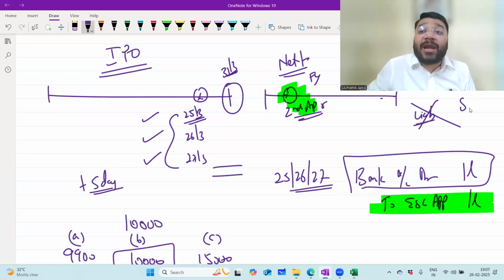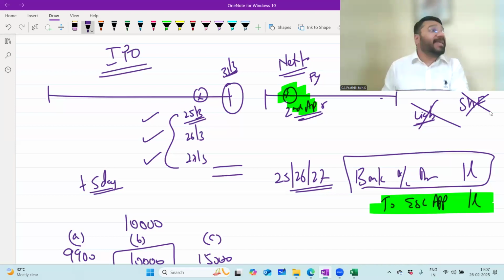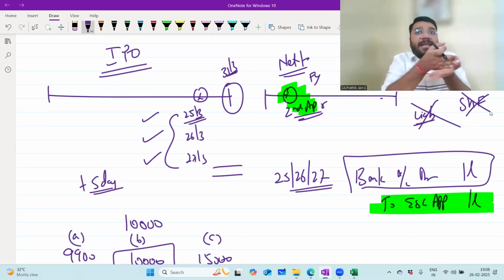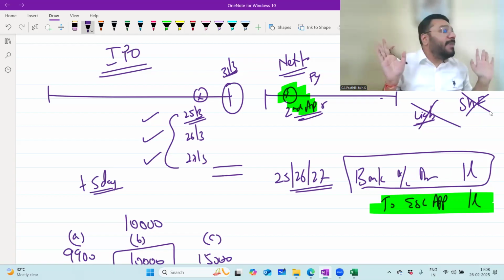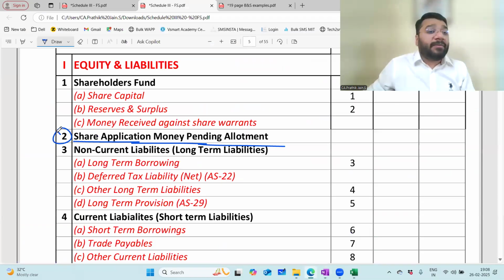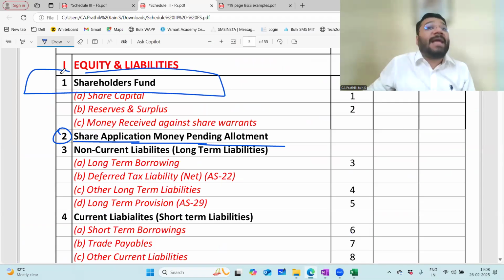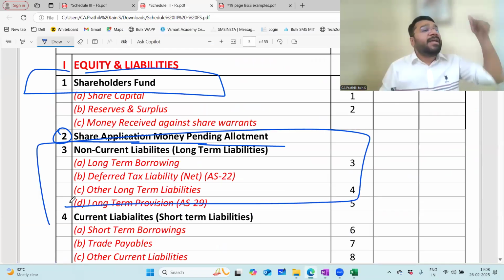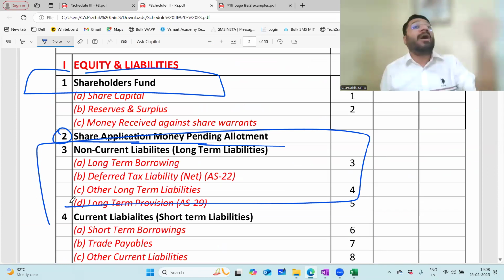Can I put it under shareholders' funds? No, because at this stage, since I have not done the allotment, this person is not a member, neither a warrant holder. He has got no feature of being a member. He's somewhere in the middle. He's not yet a member. So I cannot put it under shareholders' funds. Hence, there was a need for Schedule 3 to come out with a new category called share application money pending allotment. So if you see, shareholders' funds is one category, liability is another category. In both of these categories, share application money pending allotment is not fitting in.